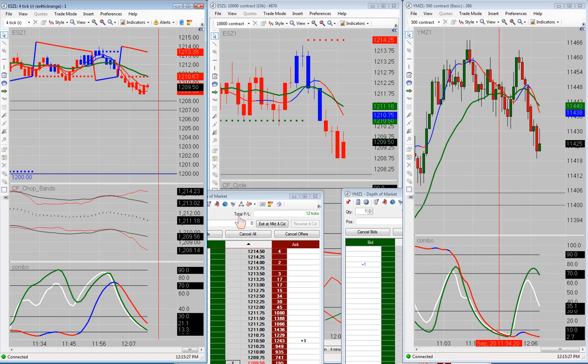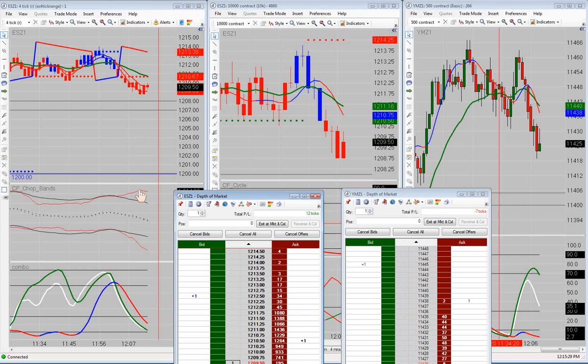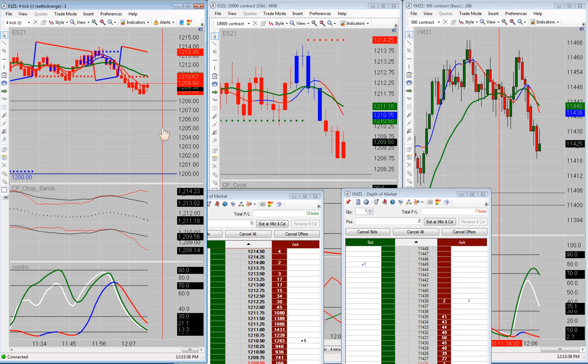Over here on the ES, we have a bubble. Right here, a bubble is when the red line breaks away from the black line, like this on the outside. After that happens, the first pullback to the BBC is usually good for a 2-point bounce.